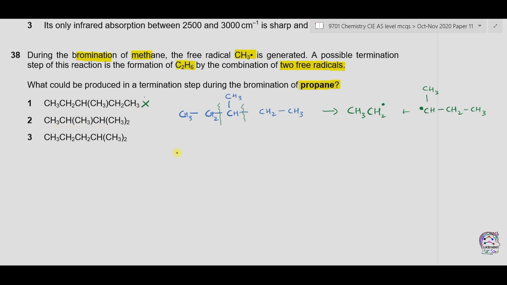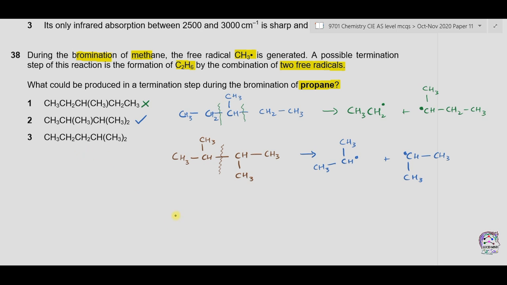Option 2, the structure would be CH3, CH, CH3, CH, CH3, CH3. So the radicals that would form this compound would be CH3, CH, this radical, and this one. Now as both radicals are of propane, so therefore option 2 seems to be correct.